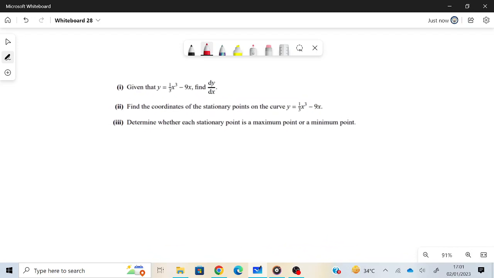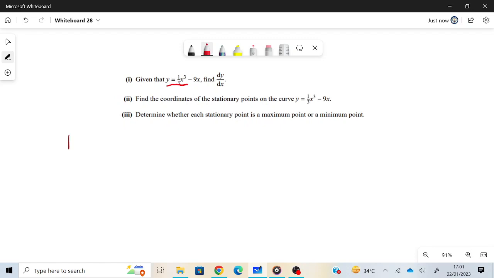Right. It says, given that y is equal to 1 over 3 x cubed minus 9x, find dy/dx. That's the part (i) of the question. So, okay, let's go ahead and do that part (i). Given that y is equal to 1 over 3 x cubed minus 9x, find dy/dx.